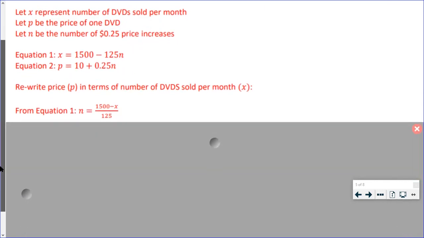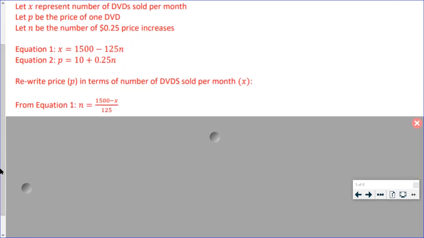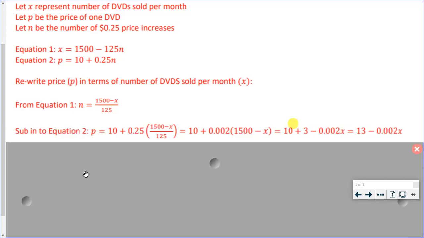From equation number one, if we isolate N, we can express N in terms of X. With equation number two, if we simply take that value of N and substitute it into our P function, our price function is equal to 10 plus 0.25 of the N that we isolated from equation number one. That's our N.